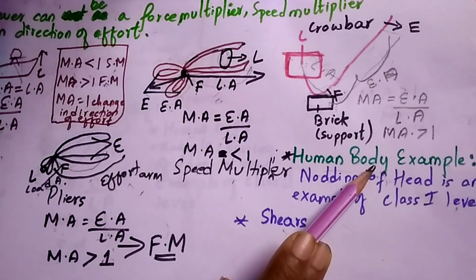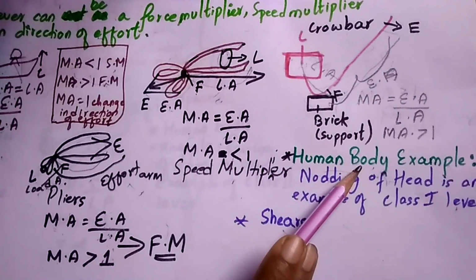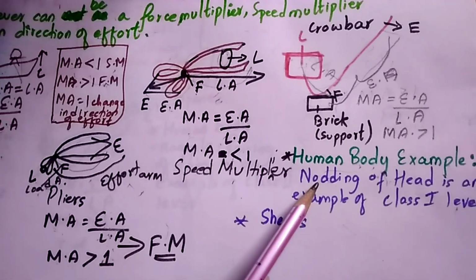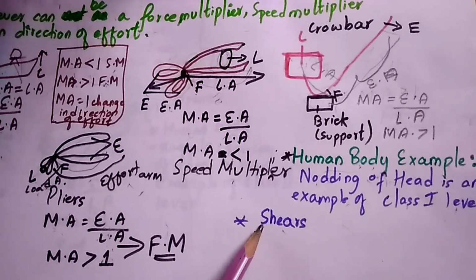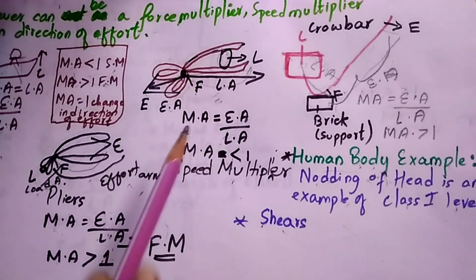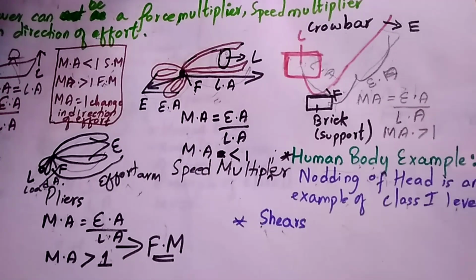Another example is a human body example. Friends, this is very important. It is always asked in your ICSE board exams. Human body examples of class 1 lever, class 2 lever as well as class 3 lever are very important. Nodding of head is an example of class 1 lever, and shears is also an example of class 1 lever. And there are many other examples like spoon, hand pump, etc.